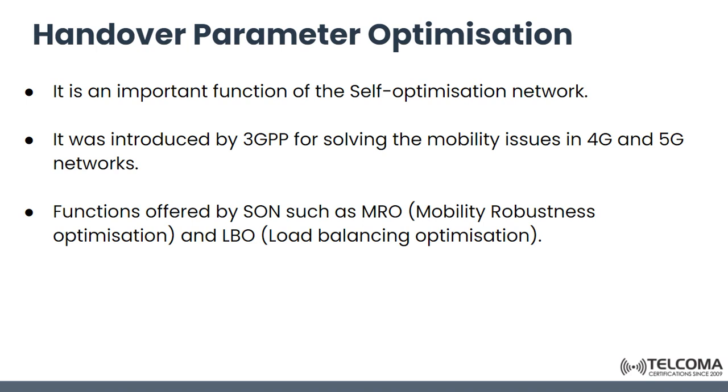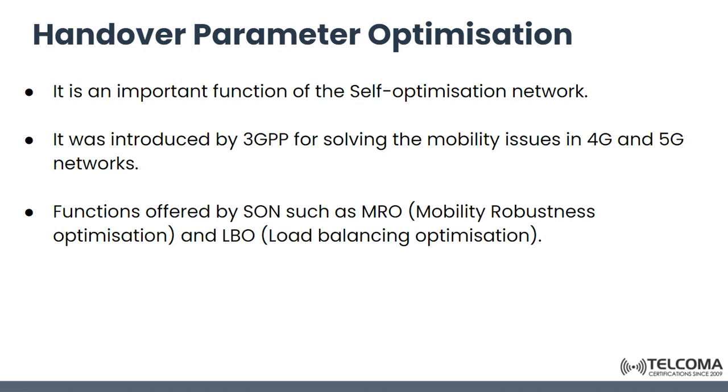Handover parameter optimization was introduced by 3GPP and this is basically for solving the mobility issues in 4G and 5G networks. It is a very important function of self-optimization network. Because of the introduction of this, the mobility issues in the 4G and 5G networks are completely resolved. Now the functions offered by this self-optimizing network are like MRO and LBO.